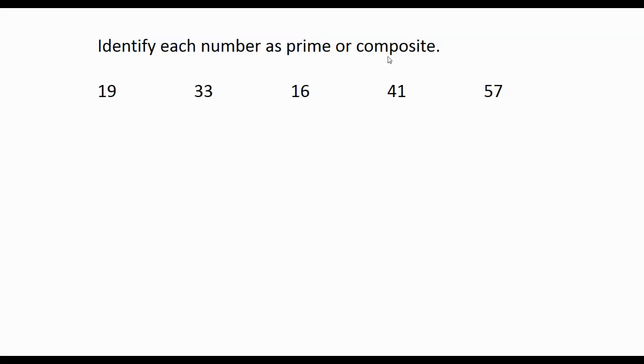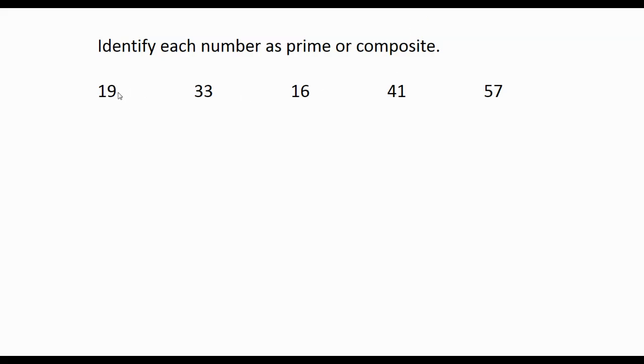In the last video, I talked about factors being numbers that can be multiplied together to give you whatever number we're talking about. For a number to be prime, it can only have two factors, one and itself. The only way to get that number is one times itself. For example, in the last video, we listed the factors of the number 7, and the only factors were 1 and 7. So that would be a prime number, because the only way to get 7 is 1 times 7. A composite number is going to have 3 or more factors.